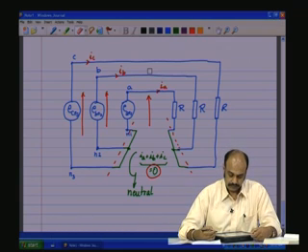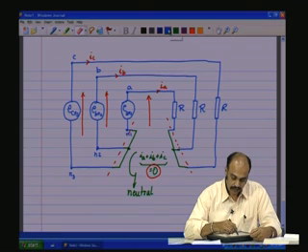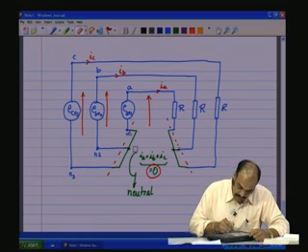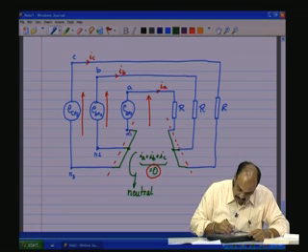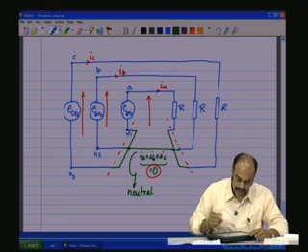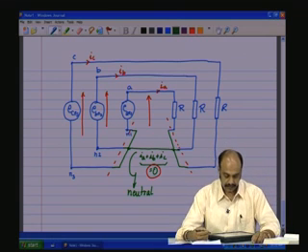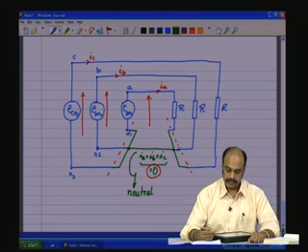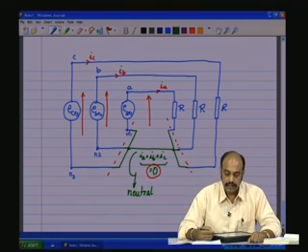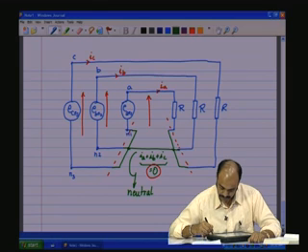Now, let us have a look. Let us as such not erase this line, let this continue to be there. We shall erase it after some time, after we just make some study on the currents and the voltages. So, now let us have a look at the voltages here.